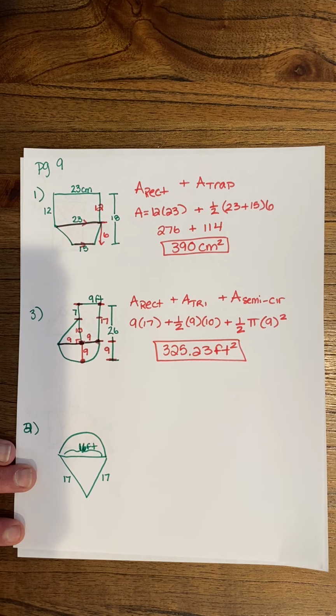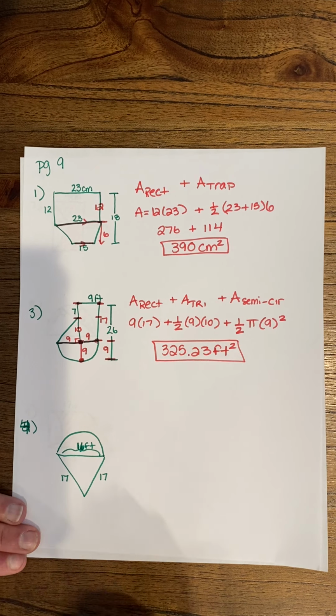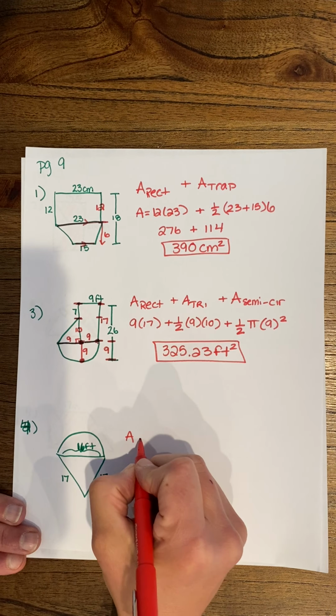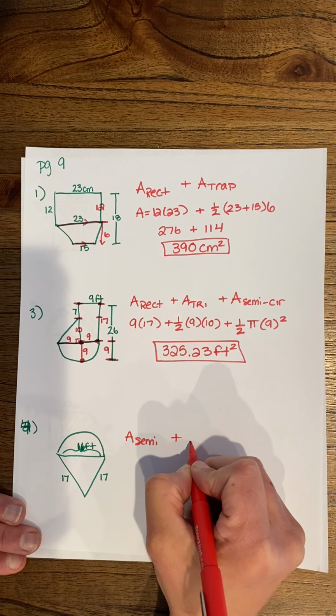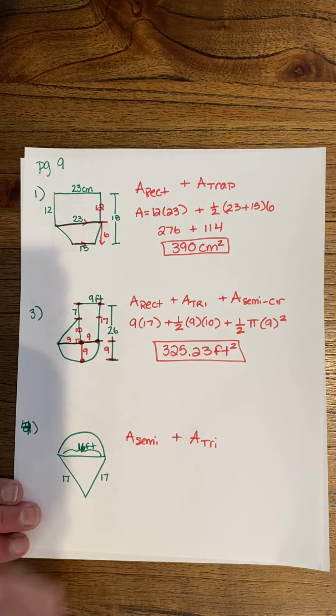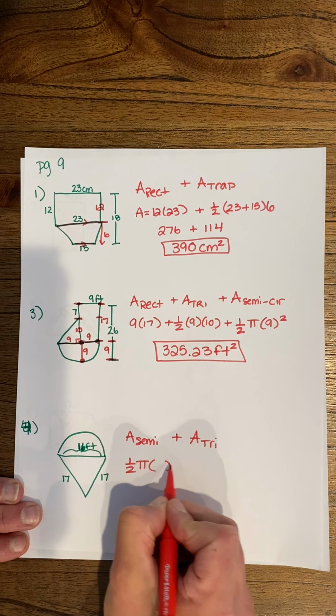Okay. The next one I'd like to do is number 4. Number 4 is another semicircle and a triangle, right? So I have to do the area of a semicircle plus the area of a triangle. For the semicircle, again, keep in mind it's 1/2 pi r squared.